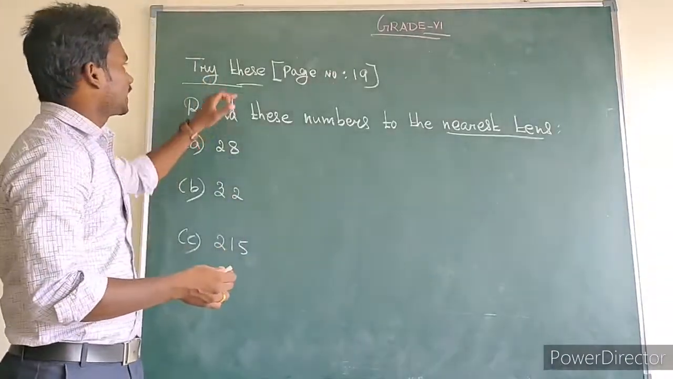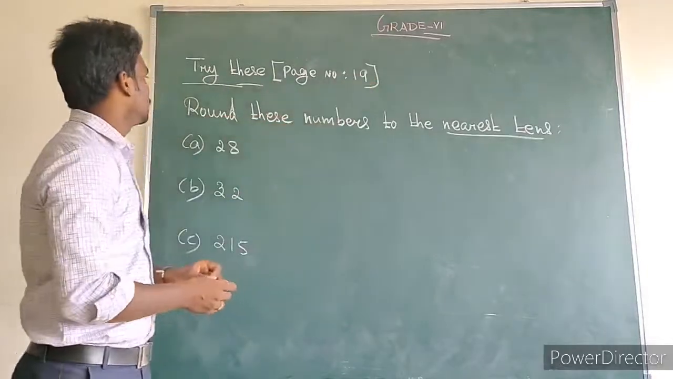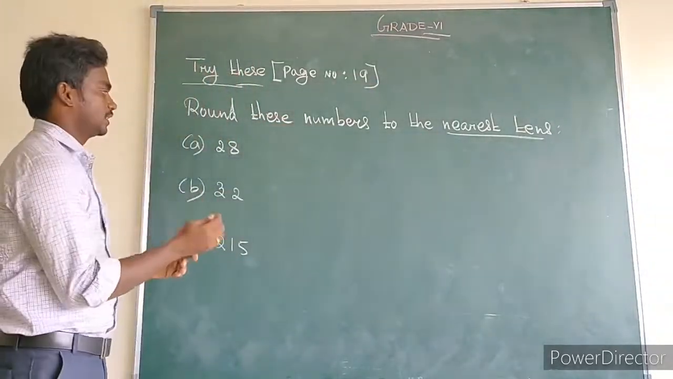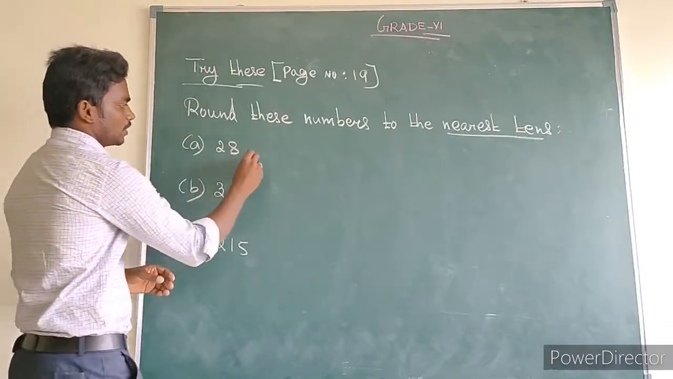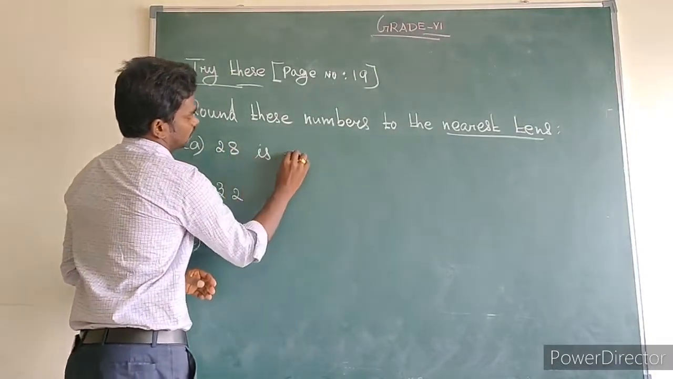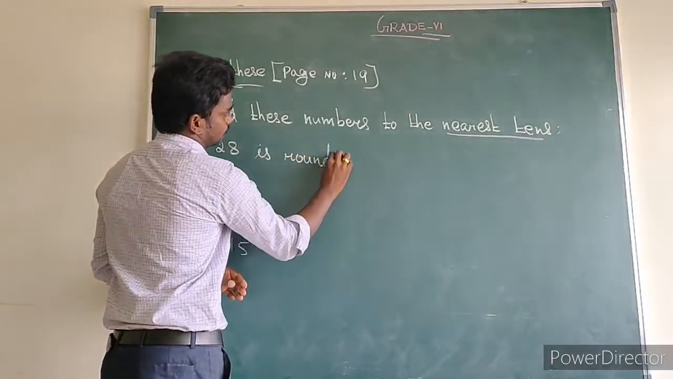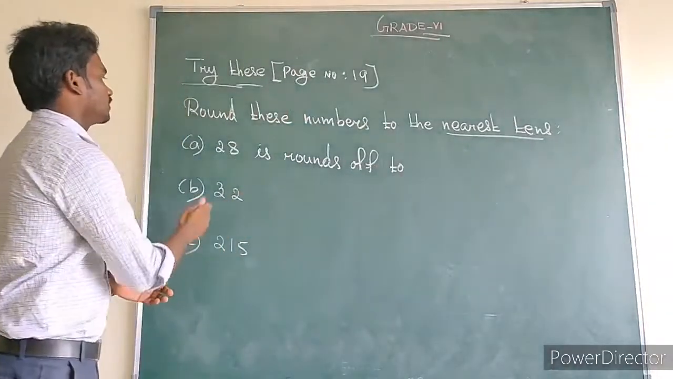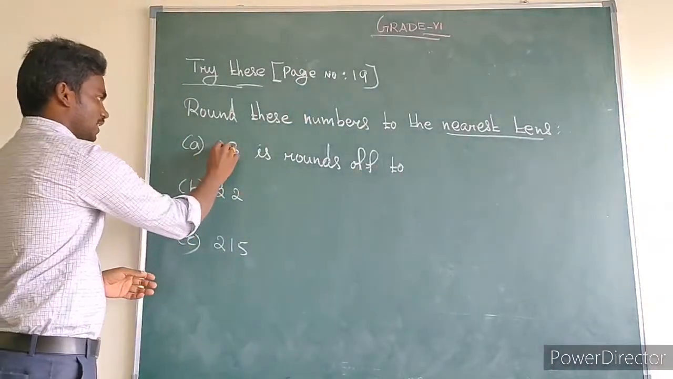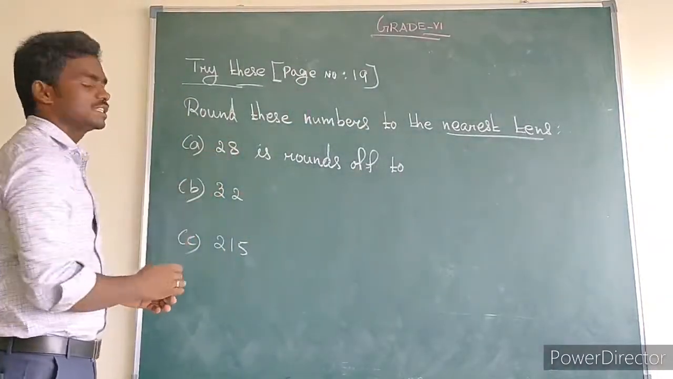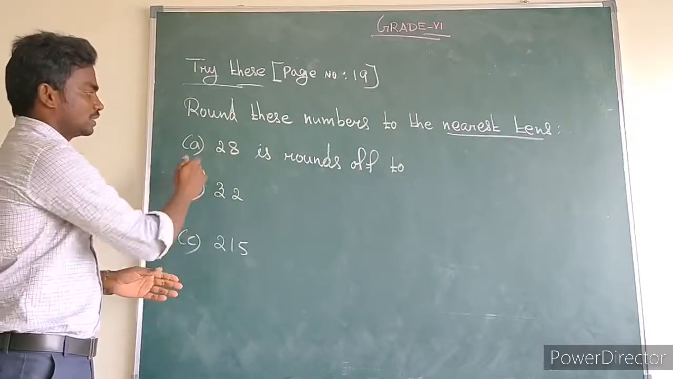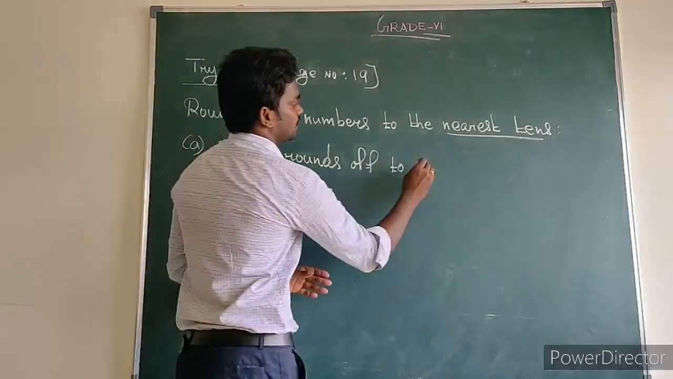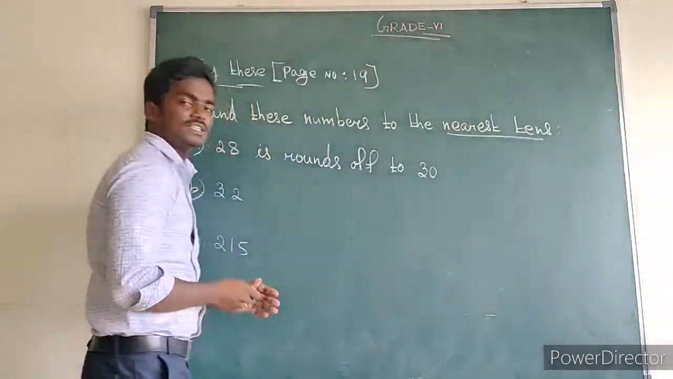So next, try these sums on page number 19. Round these numbers to the nearest tens. First one, 28. Nearest 10 means between which two numbers 28 lies. So 28 lies between 20 and 30. 28 is nearest to 30, so 28 rounds up to 30. So this is the nearest tens.